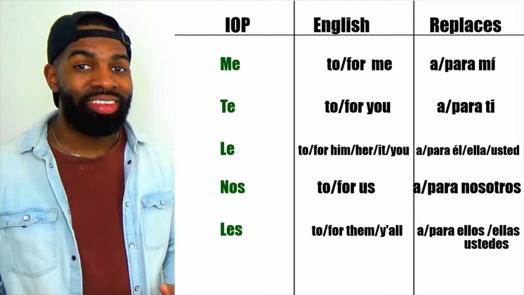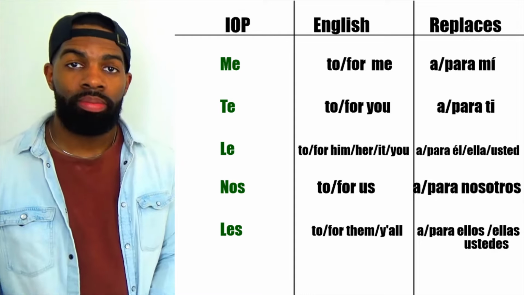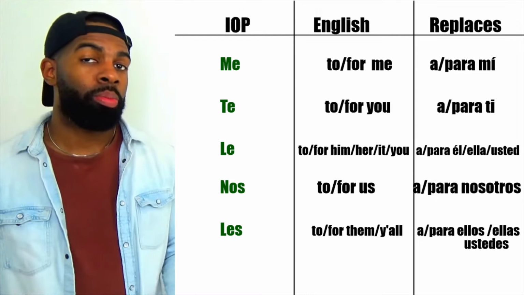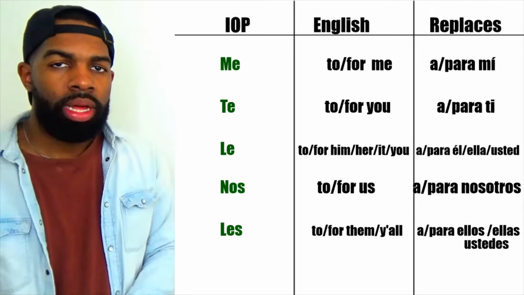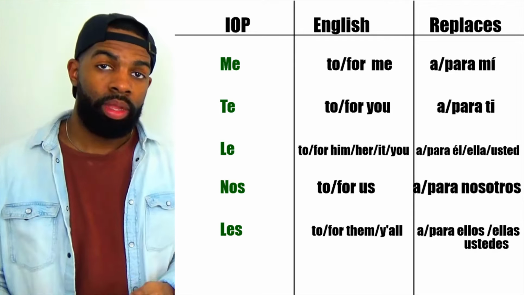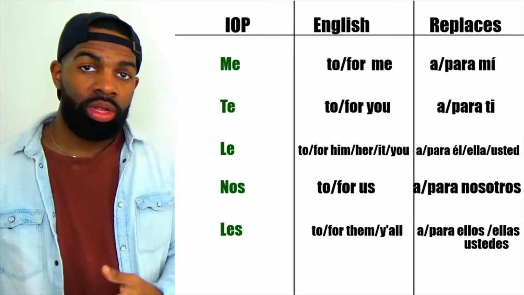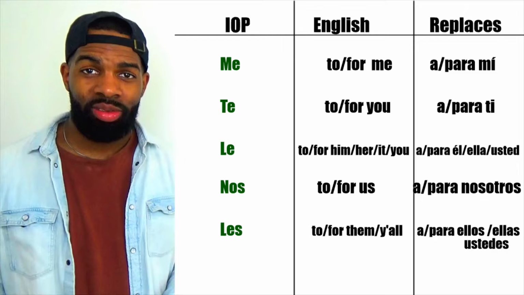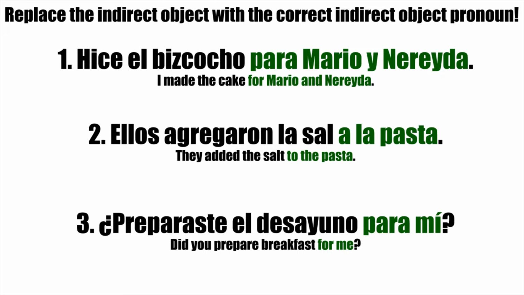Then we have les, which means in English to or for them, plural items or plural groups of men or women, or men and women. And it means to or for them, and it can replace a ellos or para ellos, a ellas or para ellas, or whatever object that you have. So now I want to take some time again to see if you can replace these indirect objects with the correct indirect object pronoun. Hice el bizcocho para Mario y Nereida.